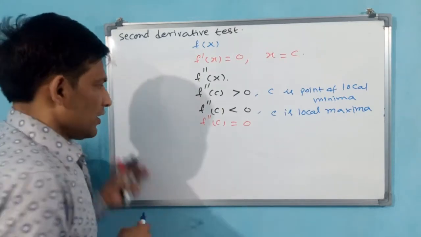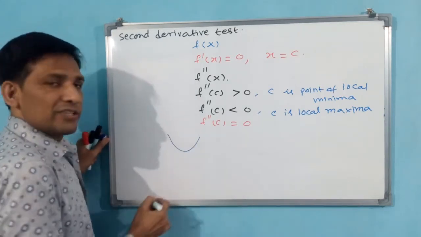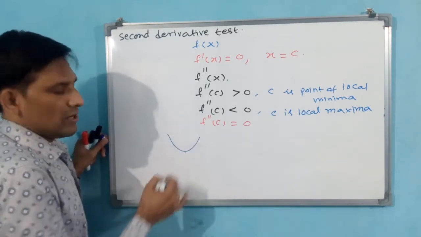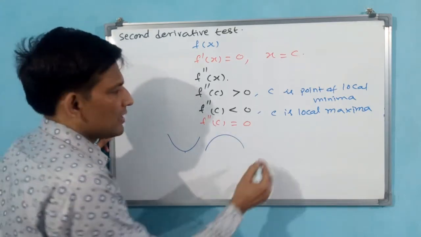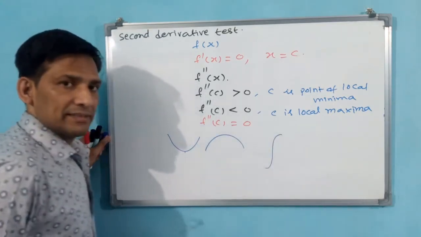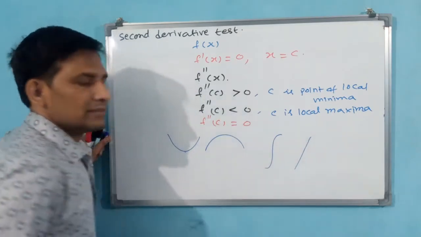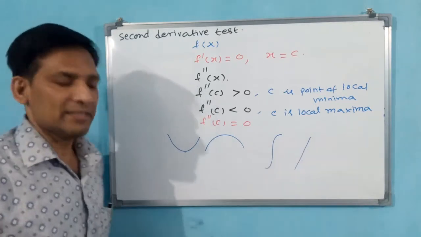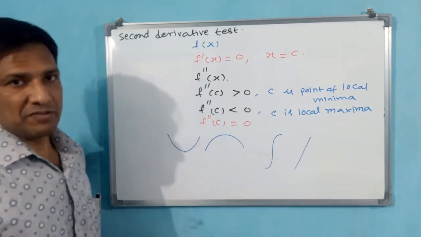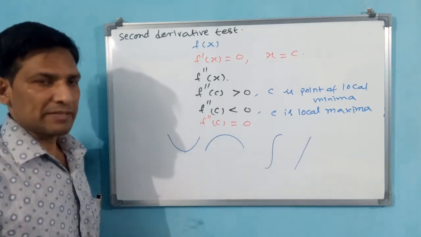If that comes like this in the first derivative, then a local minimum value will come. If it comes like this, a local maximum value will come. If it comes like this or like this, a point of inflection will come. Why? Because it goes on increasing, here also it goes on increasing. There is no local minimum value or local maximum value.